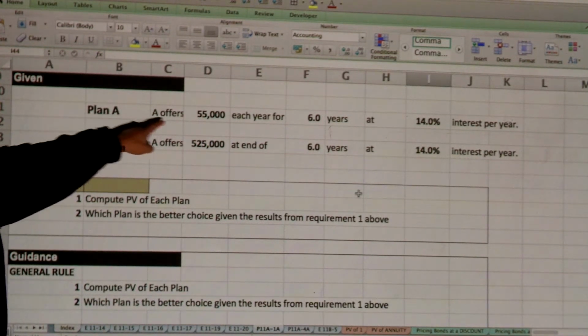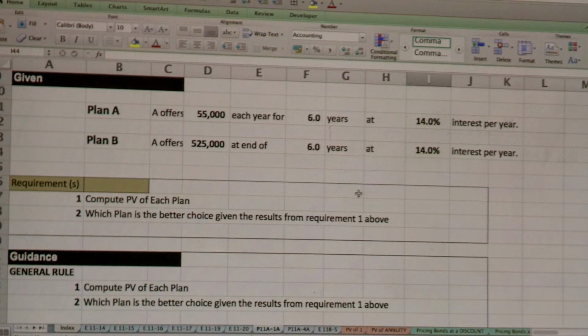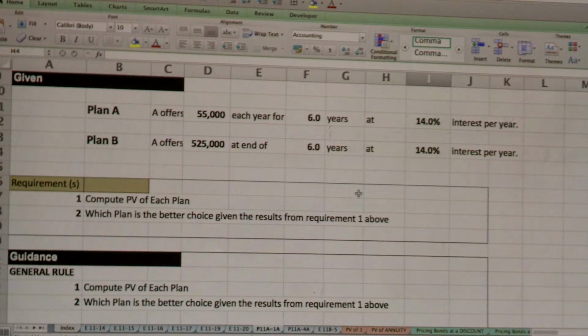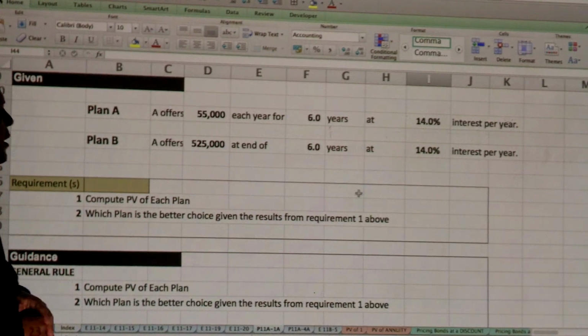Under Plan A, you're being given $55,000 each year for the next 6 years. So at the end of year 1, you're given $55,000. End of year 2, another $55,000. Year 3, another $55,000, and so on for 6 years.